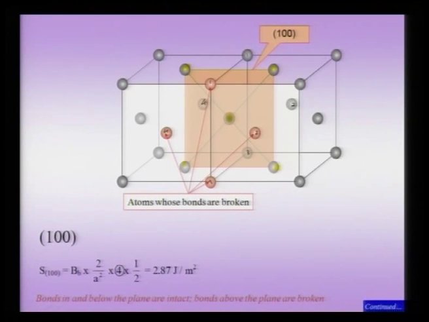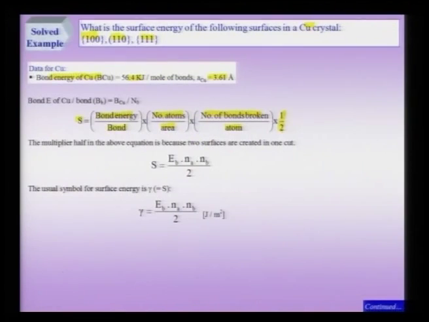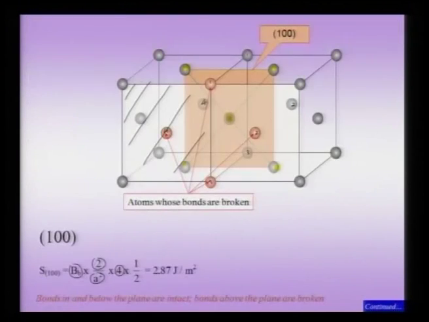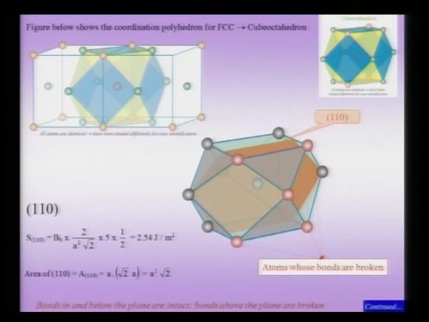And for the 100 plane, the surface density is 2 atoms per a square area. So, that is my surface density, which you can see, because this is my surface here, the 100 surface, and I can clearly see there are 4 corner atoms contributing 1 and there is 1 in the center, 2 atoms, and the area of this square is a square. So, 2 atoms per a square, there are 4 bonds which are broken, and the bond energy per bond given is 56.4 kilojoule per mole, and therefore, I get a surface energy of 2.87 joule per meter square.